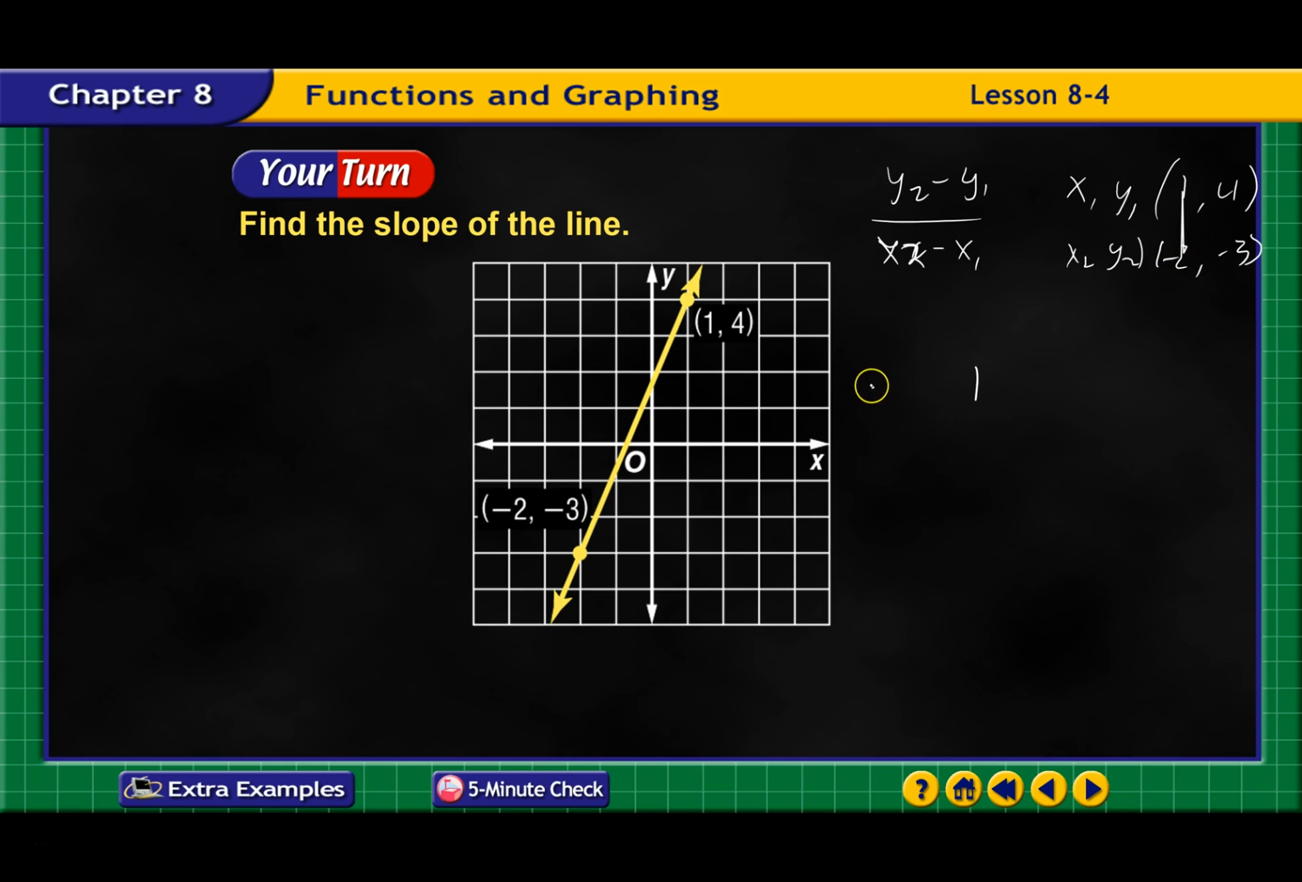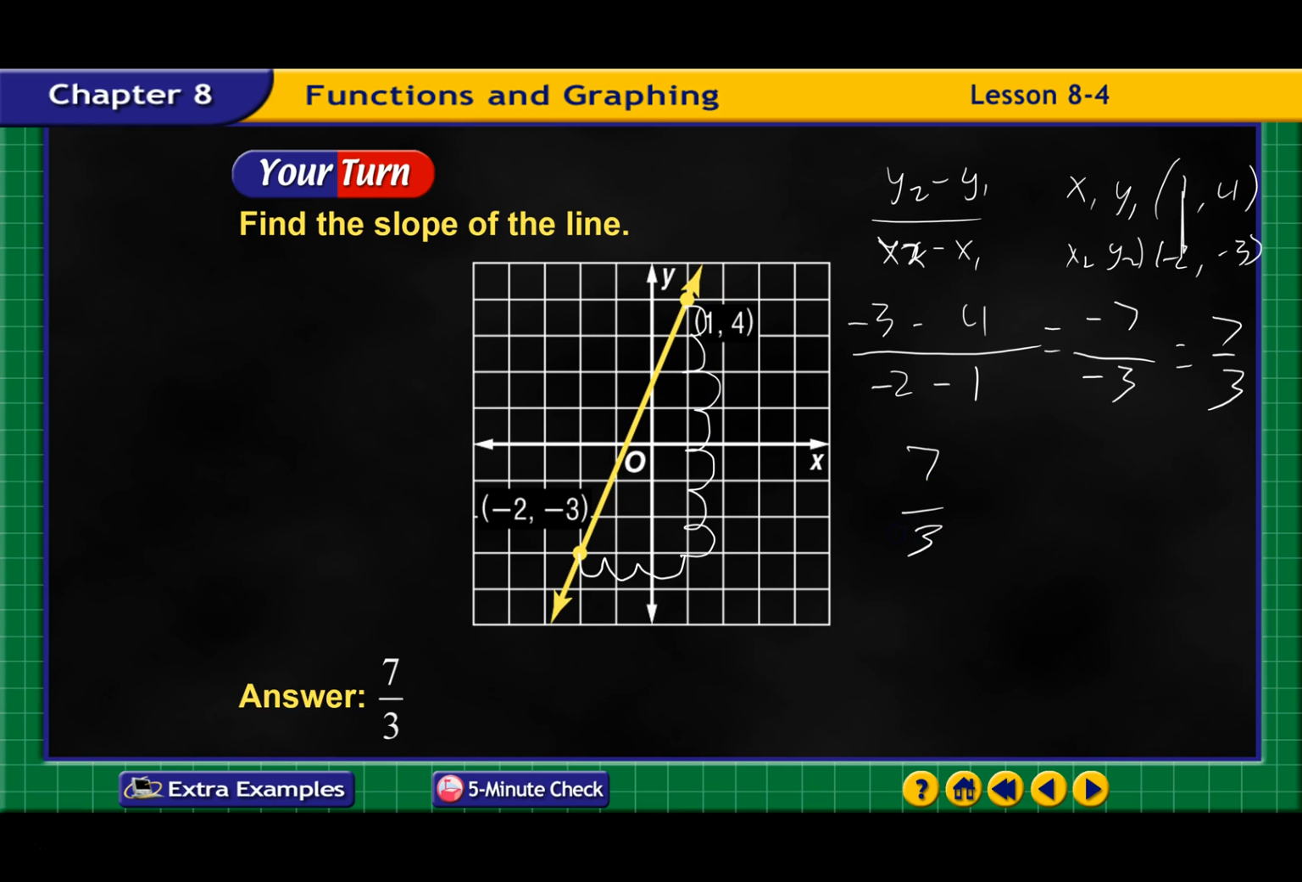x2 is first, so -2 minus y1, which is 4, and -3 is y2. So -3 minus 4 equals -7, and -2 over -3 will come out to 7 over 3, because negative over negative is positive. And that makes sense because this line is going up, a positive number. I could actually have counted 1, 2, 3 over, 1, 2, 3, 4, 5, 6, 7. That would have given me 7 over 3 as well.